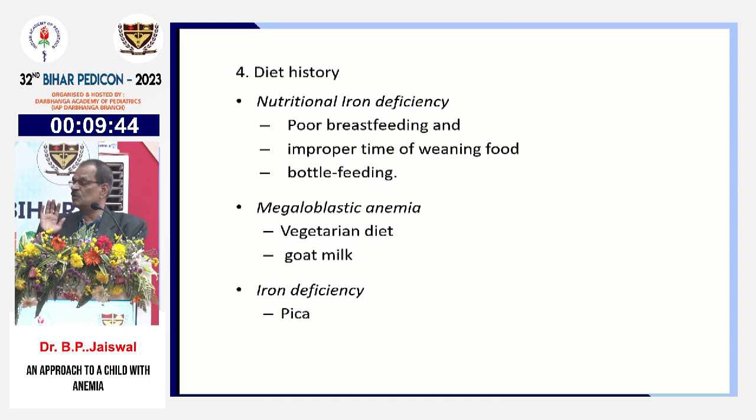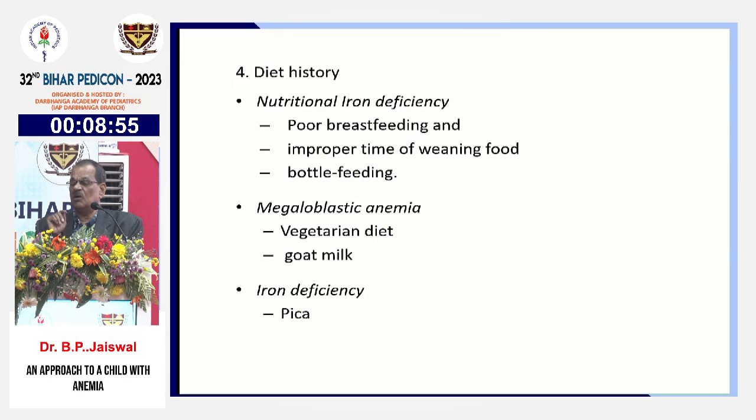Now, dietary history is also very important in the causation of anemia, like nutritional iron deficiency anemia, poor breastfeeding, and improper time of weaning. Weaning is done after 6 months, all of us know it. But in many parts of the country, and in many parts of Bihar as well, the mother goes on giving milk only, and milk is a very poor source of iron. They don't start semi-solid food and prepared food. Therefore, anemia is precipitated. Bottle feeding is also a very bad habit the mother adopts.